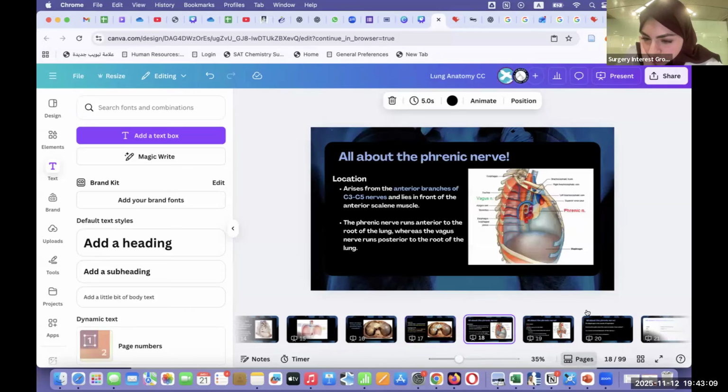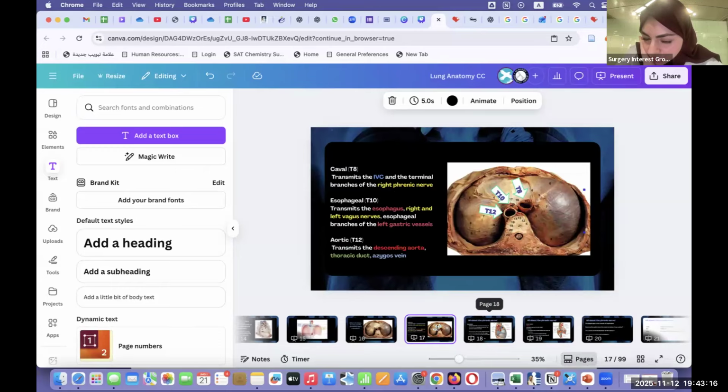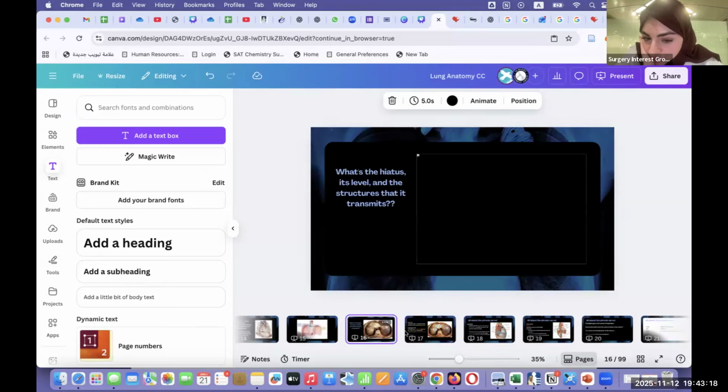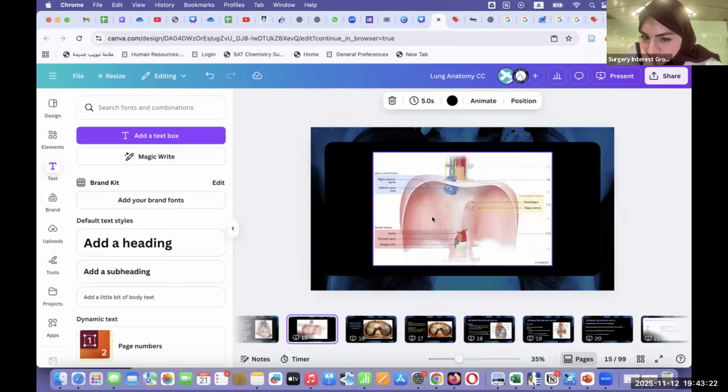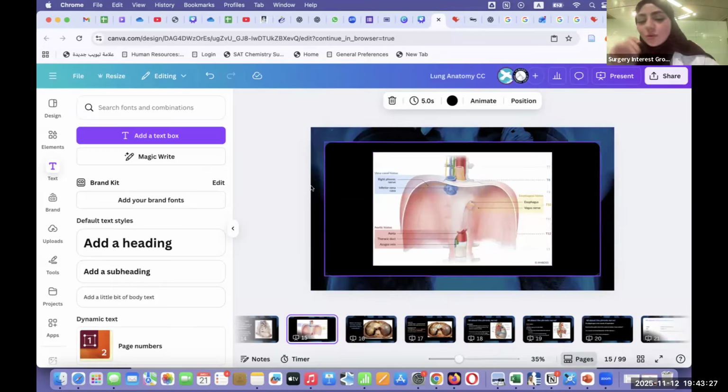Hold on, I'm confused. The vena cava is... I'm not sure what I said, but I think I confused you with the directions. But again, recall that the vena cava is on the... one sec. Let me make sure.